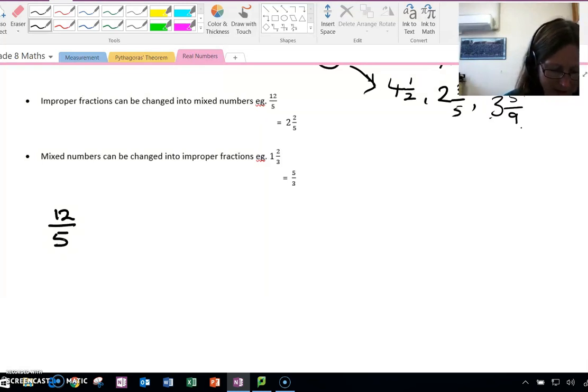What we do is we say, how many times does 5 go into 12? The answer is 2. 2 5s are 10. So it means that we have 2 left over because the number there is 12, not 10. So how many times does 5 go into 12? The answer is 2. And there's 2 out of 5 left over. Let's do a couple more examples.